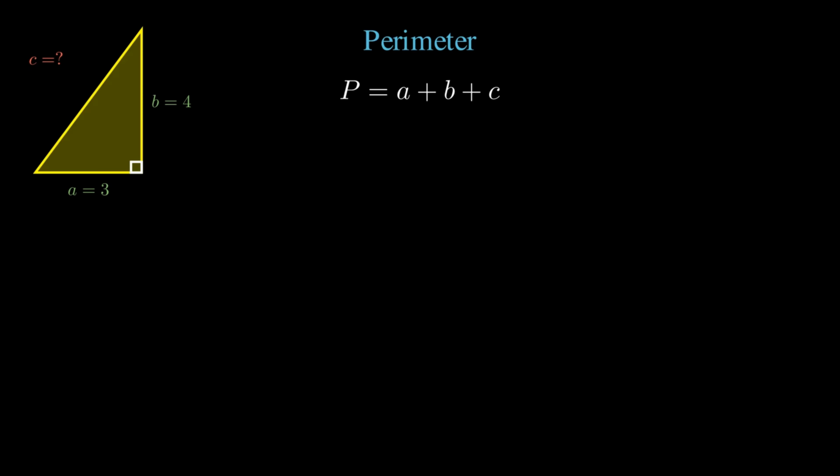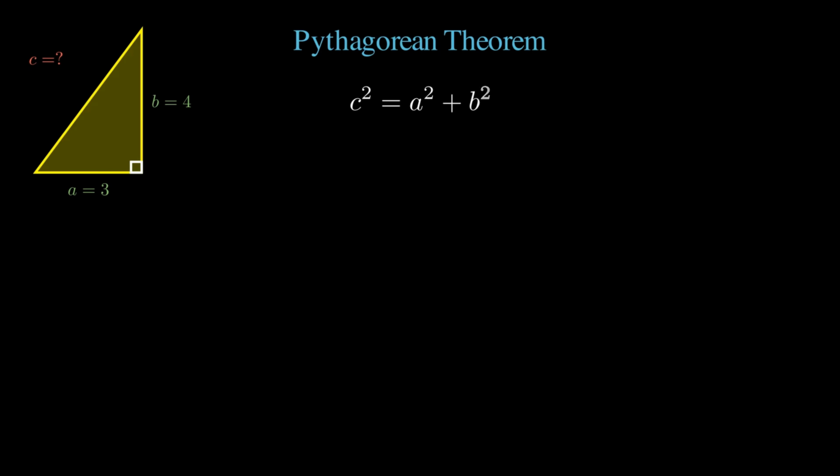But wait, what if we only know the two legs and need to find the hypotenuse? This is where the Pythagorean theorem comes to our rescue. This powerful theorem states that in a right triangle, the square of the hypotenuse equals the sum of the squares of the legs. Mathematically, c squared equals a squared plus b squared.